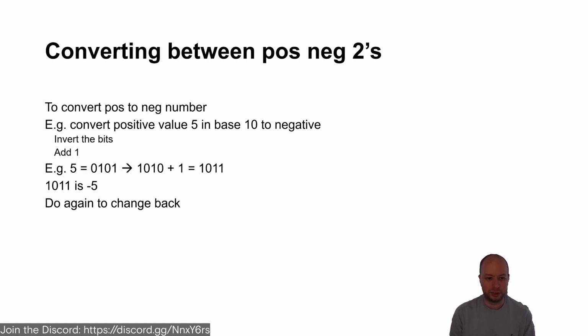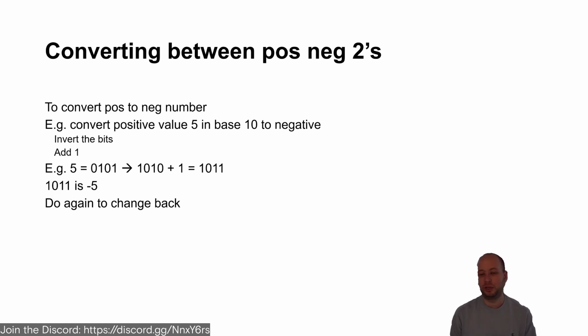So to convert a positive to a negative number, right? When we convert a positive value in base 10 to negative, we just invert the bits and we add 1. I'm not sure what that statement means, but that's true in binary. So ultimately, to convert 5 to negative 5, we would take the 2's complement.